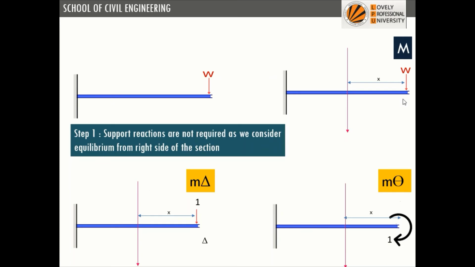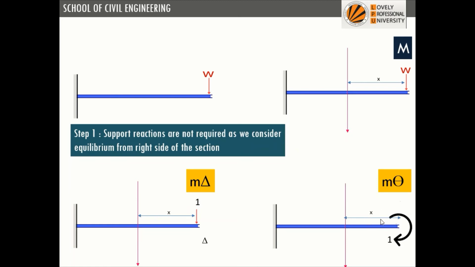From support to free end, there will be only one bending moment equation, that will be W into X, and here the bending moment equation will be 1 into X. So these two are hogging, so it will give a negative bending moment. Okay, and what about this? This is again hogging, so it will be a negative bending moment. We calculate moment by multiplying force into distance, so moment will be 1 into X at this point.